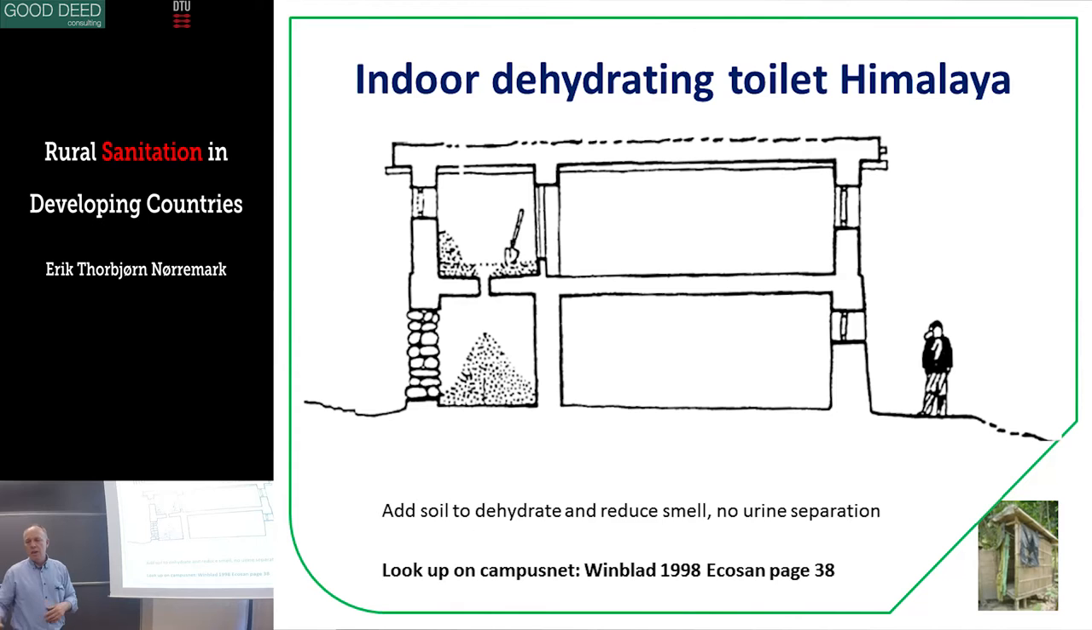This is the indoor dehydrating toilet in the Himalaya. In the summer, you go in and transport some soil upstairs on the first floor in the building. You might have cows living down here for heating purposes, and the family lives up there. Then you have the toilet on the first floor with a lot of soil in that room and a hole. And then you defecate in the hole, and then you scoop some soil down, and then it will dehydrate the feces. And next summer, you just dig out the whole thing and you can put it on the field. It's not perfectly hygienic, because you will still have some fresh feces by the time you dig out.